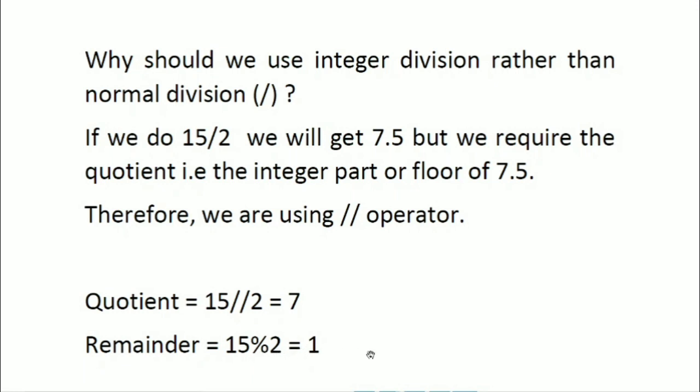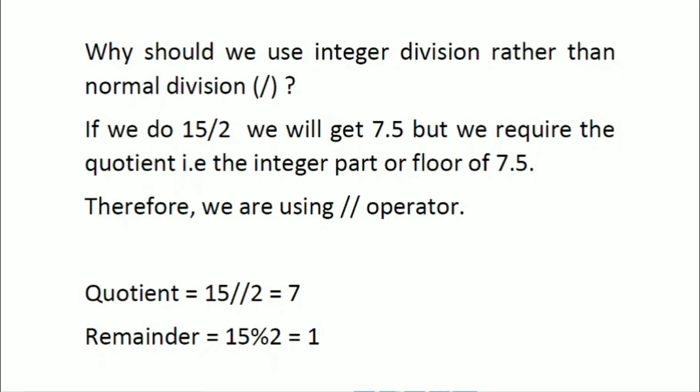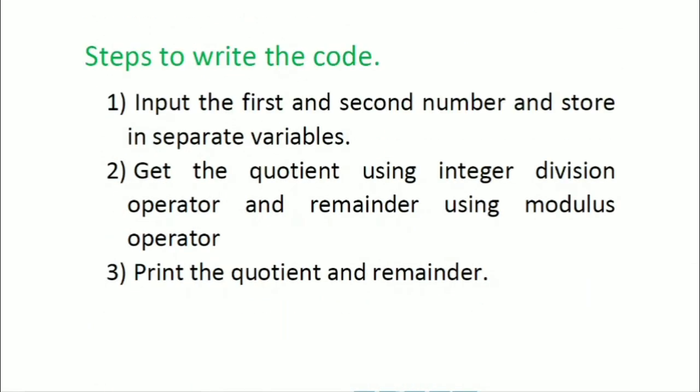Okay, now let's see the steps to write the code. The first step is to input the first number and the second number and store them in separate variables. The second step is to get the quotient using integer division, as we have seen above, and the remainder using the modulus operator. And in the end, we just print the quotient and remainder. Now, I hope you all have understood the logic behind the code. Now, let's start with the code.